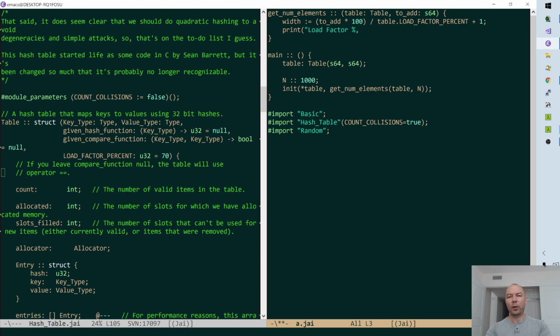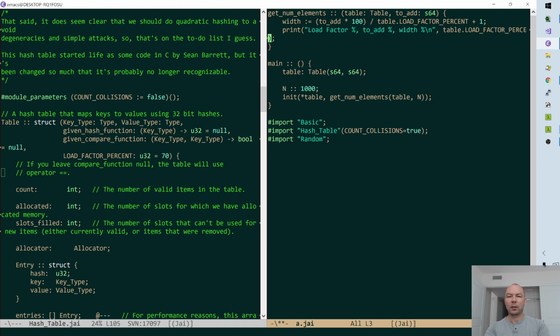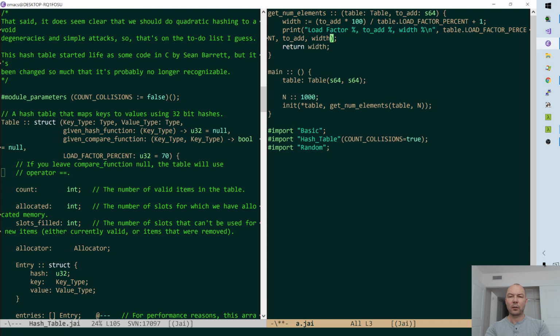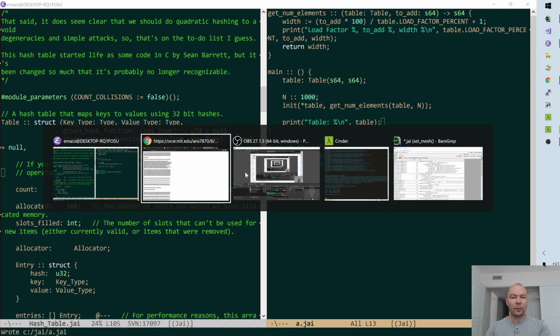Load factor, we're just going to print the load factor and how much we're going to add. We're just going to sanity check this number real fast, because we don't actually want the table to expand, right? So all right, we're going to return that. All right. Cool.